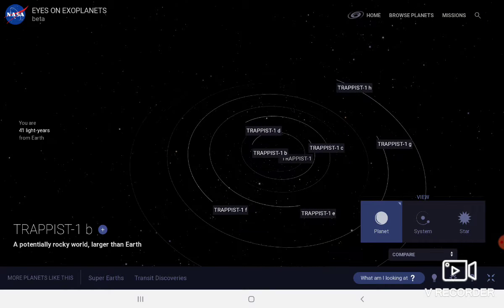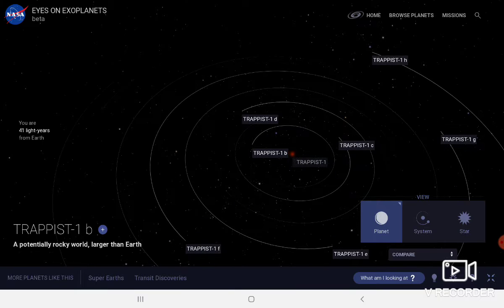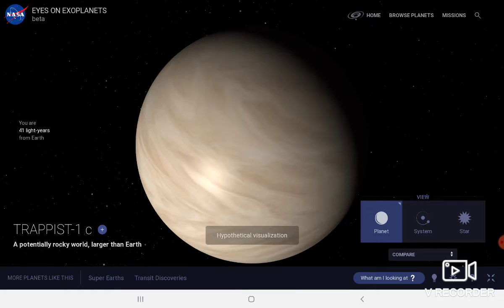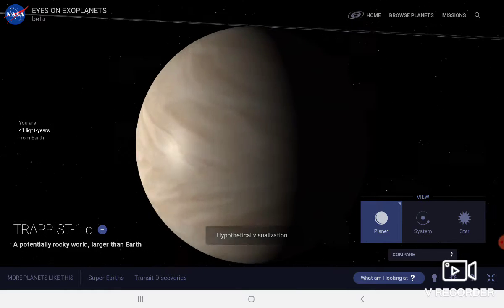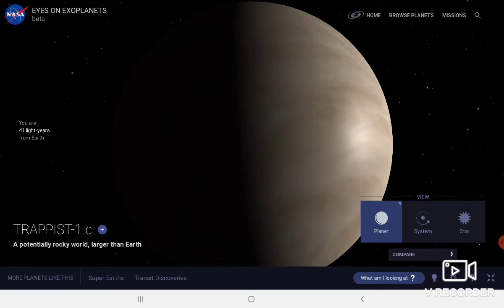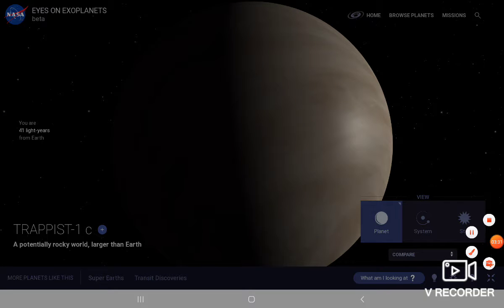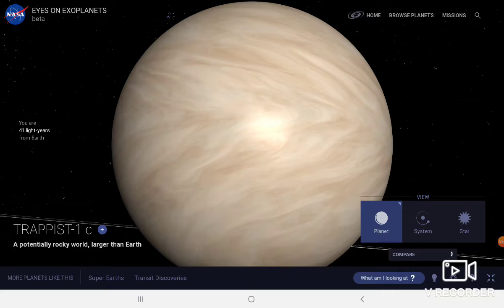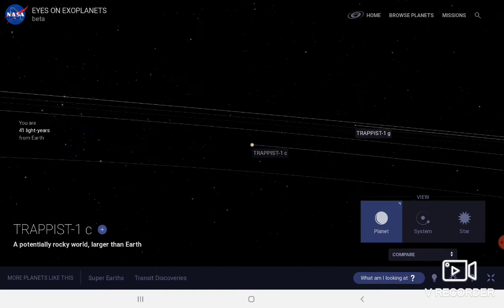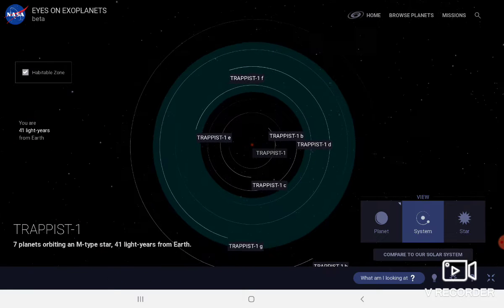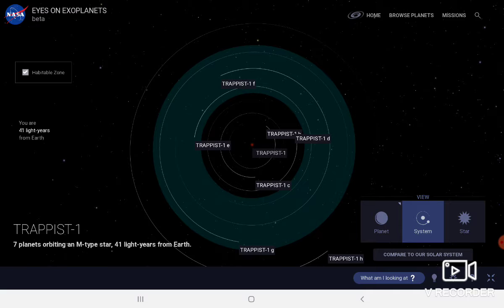Then TRAPPIST-1c. TRAPPIST-1c doesn't have water on its surface, but it also has a carbon dioxide rich atmosphere. Now let's move on from c.